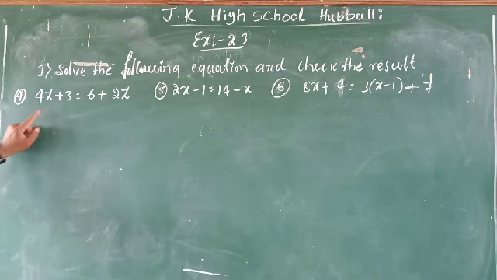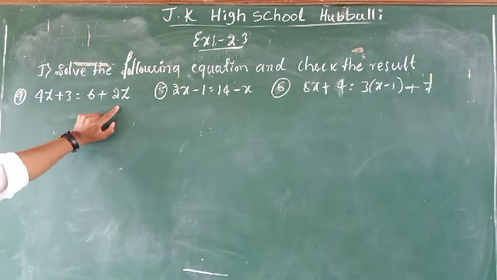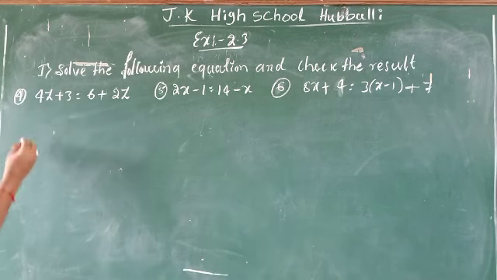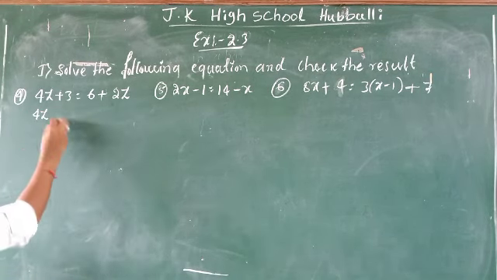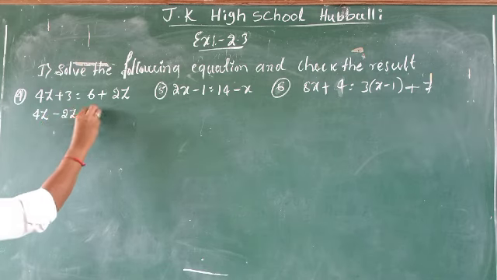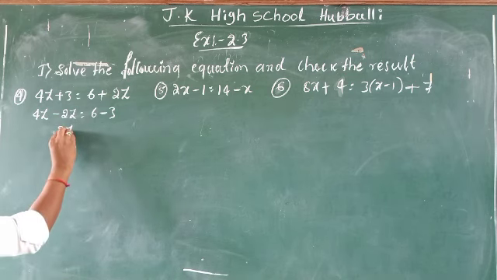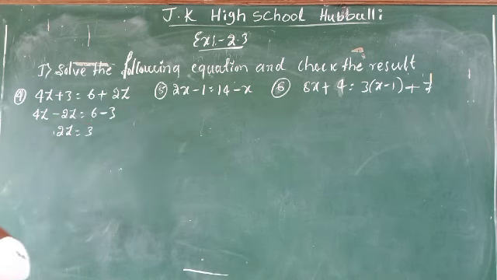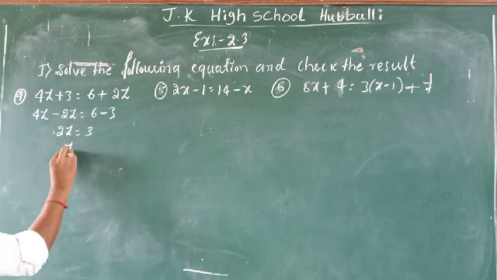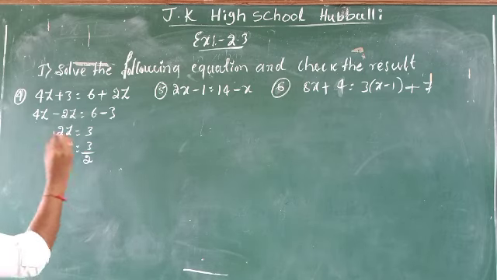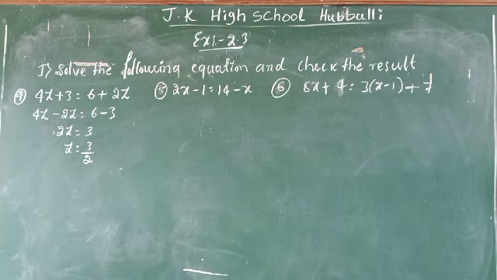First one, 4z plus 3 is equal to 6 plus 2z. So solve this. The answer is 4z. Bring this minus 2z. So minus 2z, 6. So 3 will go that side, it will become minus 3. 4 minus 2, 2z. 6 minus 3 is what? 3. z is equal to 3 by 2. Correct?